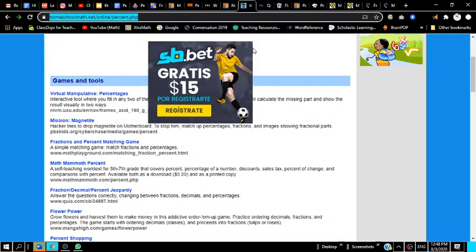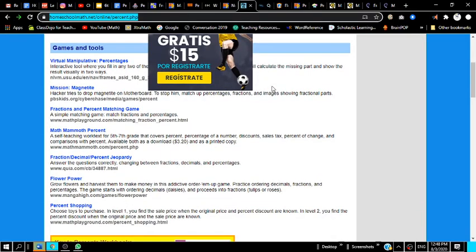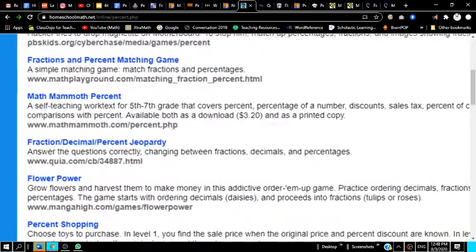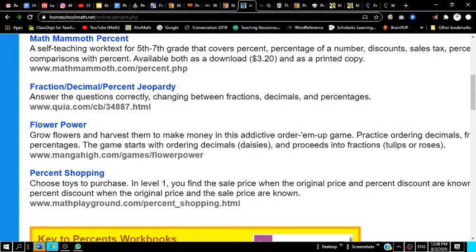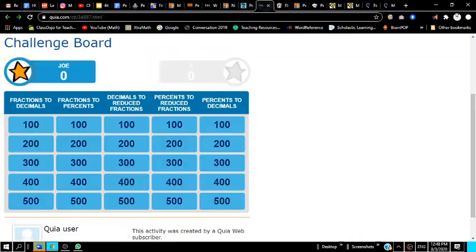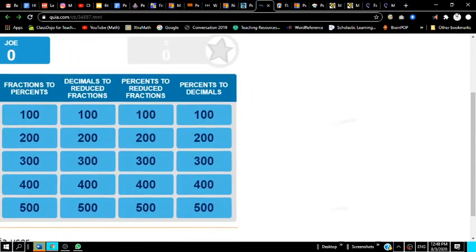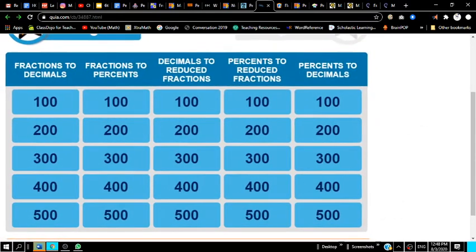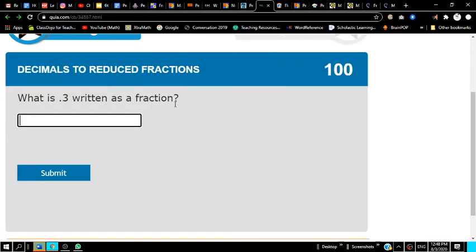Here's another one. There's a whole bunch of games that you can do on this website. It's called homeschoolmath.online. You see mammoth percent, you see flower power, percent shopping. There's a whole bunch of things, which also includes percent Jeopardy. You can play this percentage Jeopardy, a whole bunch of different categories. For example, let's try decimals to reduced fractions. What is 0.3 written as a fraction? Well, I know that 0.3 is the same thing as 3/10, which as a fraction would be 3 over 10. Let me see if that's correct.